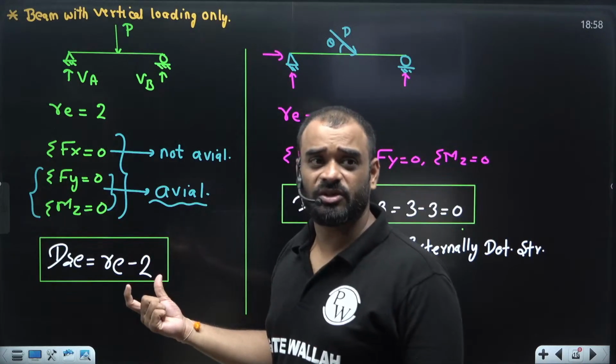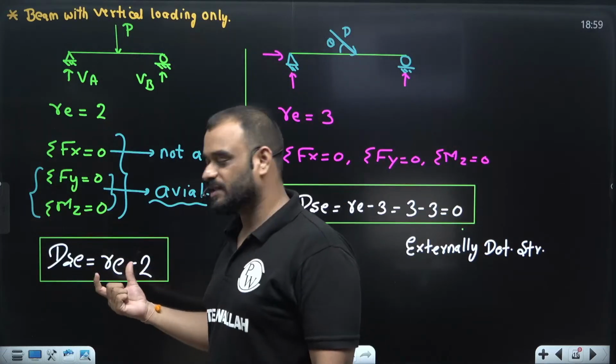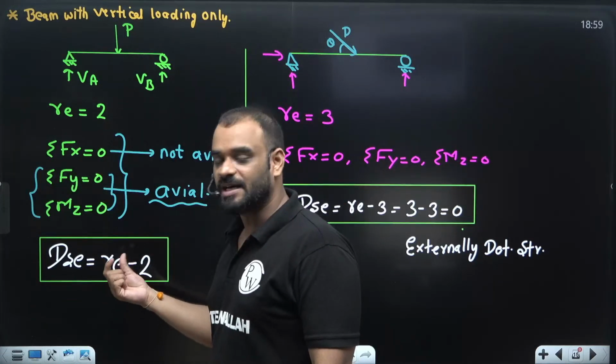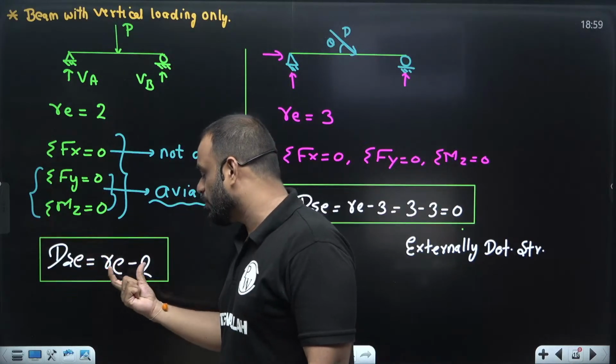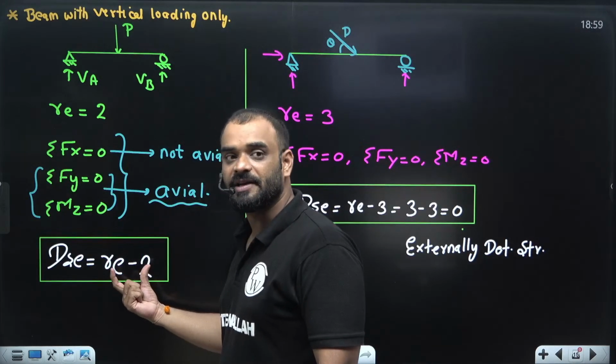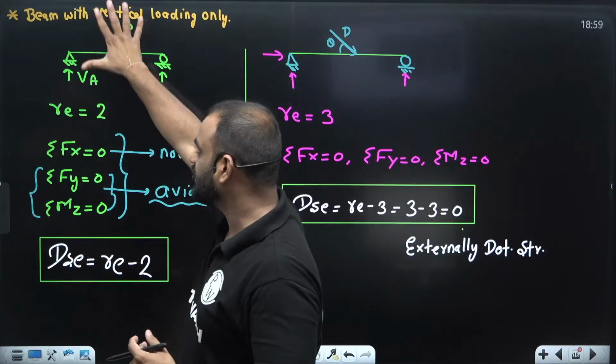Minimum potential energy theorem, Rohit. Minimum potential energy theorem, but that we will discuss later on. Right now we are discussing static indeterminacy. So DSE is equal to what? RE minus 2. RE minus 2 in this case. I hope you are able to understand this part also.